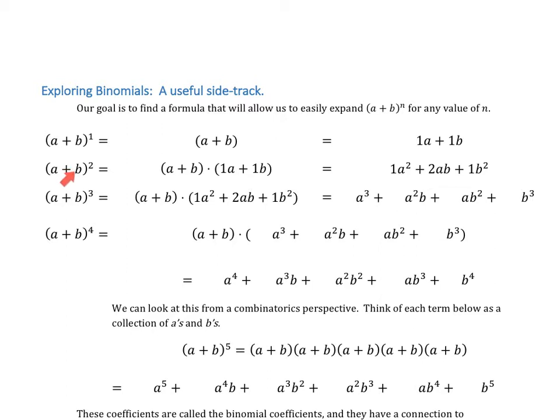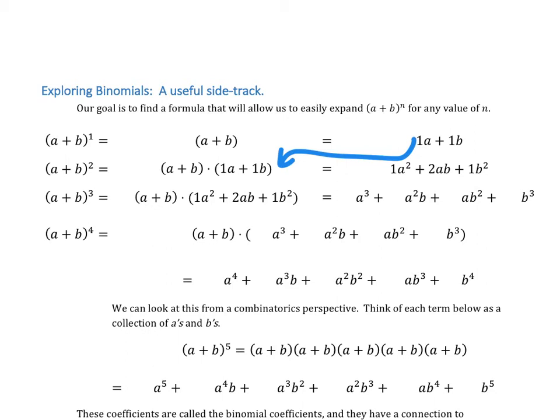Easy. A plus b squared, well, we're going to take a plus b times that thing there. So we'll take what we just had there, and we'll multiply another a plus b times that. And we can FOIL this, and we end up with 1a squared plus 2ab plus 1b squared. Normally we don't put the 1's there, but I want them there for what we're doing.